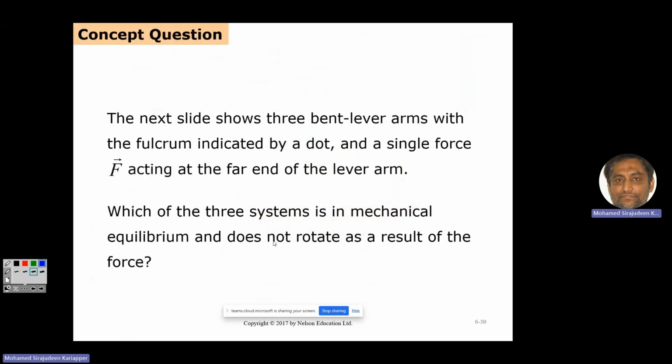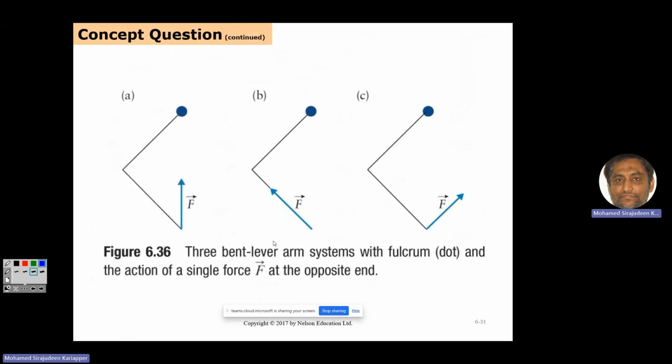Question. The next slide shows 3 bent lever arms with the fulcrum indicated by a dot and a single force F acting at the far end of the lever arm. Which of these 3 systems is in mechanical equilibrium and does not rotate as a result of the force? Let me go one by one. So we need rotational equilibrium and translational equilibrium. Let me first go to the rotational equilibrium.